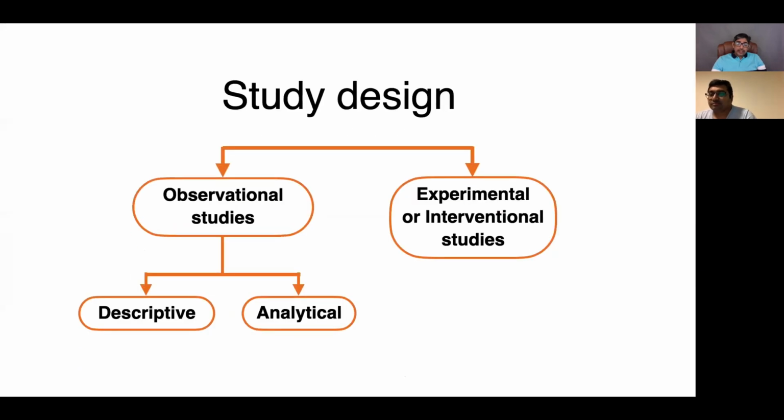Based on the study design, papers are classified broadly into observational studies and experimental or intervention studies. The observational studies are quite common in day-to-day clinical practice, and they are further divided into descriptive and analytical studies. So we come across observational studies quite often in clinical practice, whereas experimental or intervention studies are mainly conducted by either an institute or a company.